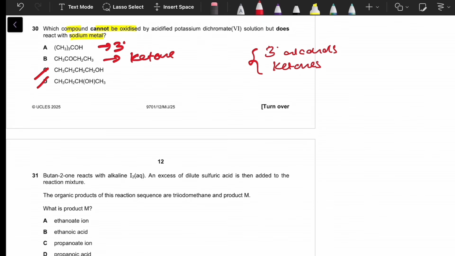They've also mentioned that it reacts with sodium metal. Ketones do not react with sodium. Alcohols do, to produce hydrogen gas. Therefore, the answer must be option A.